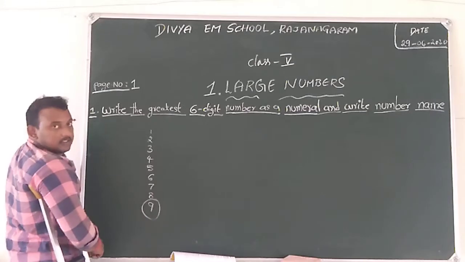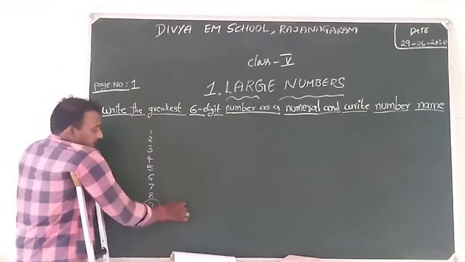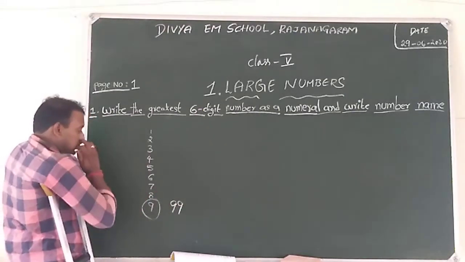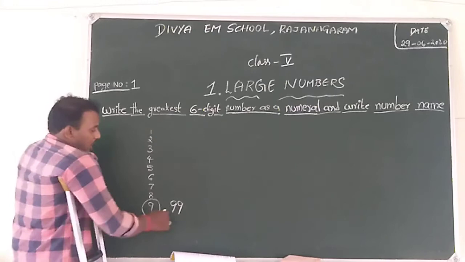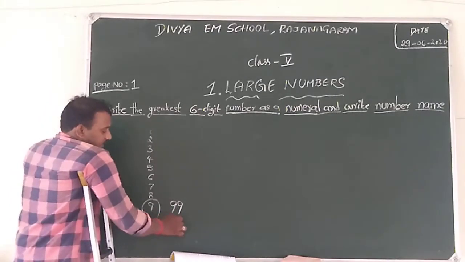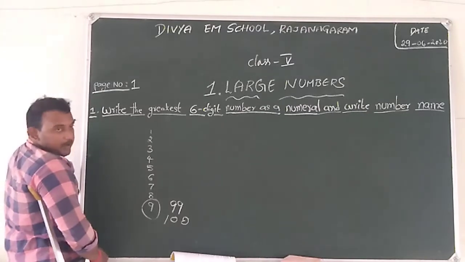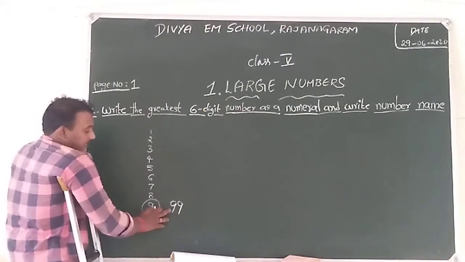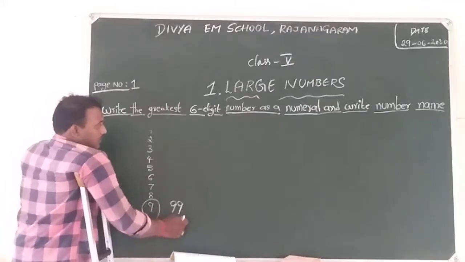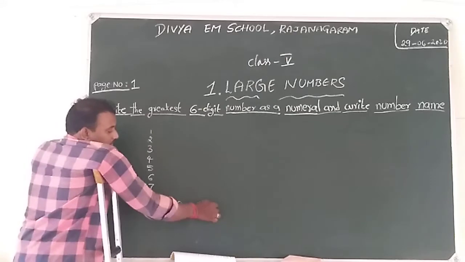The greatest single-digit number is 9. Like this, the greatest double-digit number is 99, because after 99 we have 100, which is a 3-digit number. So the greatest 2-digit number is 99. Like this, we can write all the greatest numbers.